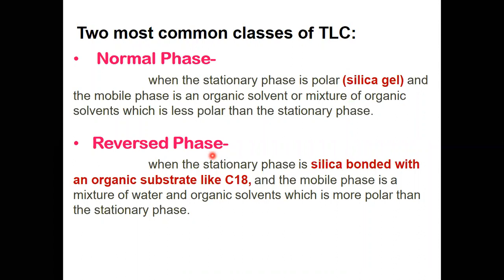Here you can see that in both types of chromatography, we are talking about comparative polarity. In normal phase chromatography, organic solvents or mixtures of organic solvents should be less polar than the stationary phase. Whereas in reverse phase chromatography, the polarity of the mobile phase should be higher than the stationary phase.